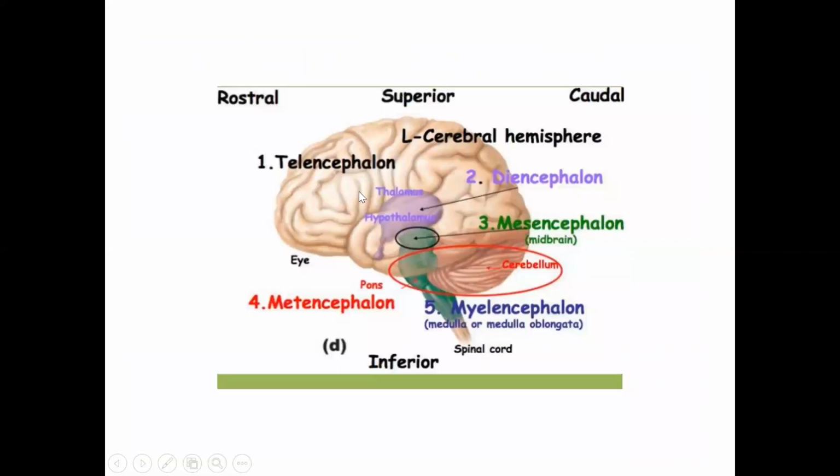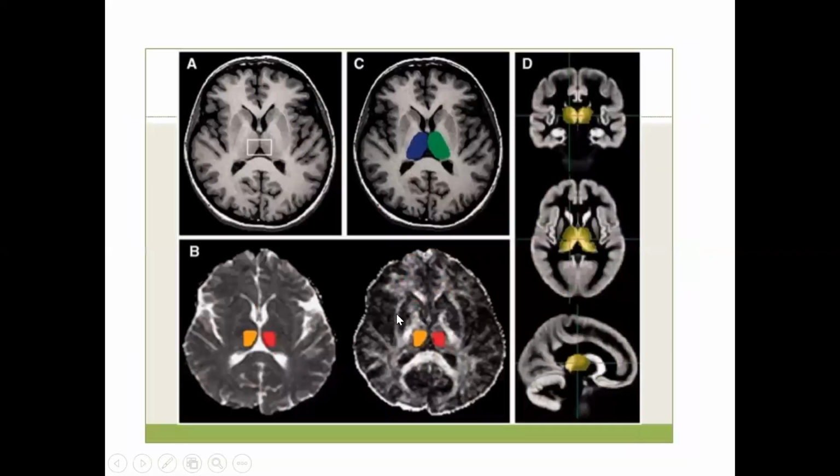You can see that this is the telencephalon part, which forms different components of the cerebral hemisphere. This is the diencephalon, which forms the thalamus, hypothalamus, and epithalamus. This is the mesencephalon, which forms the midbrain. This is the myelencephalon, and this is the metencephalon, which forms the cerebellum. Again, these are MRI pictures, and you can see the different components of the brain.